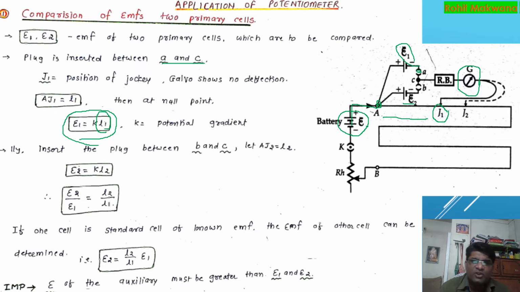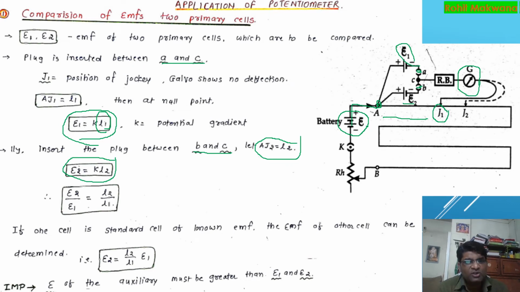Now what will we do? We will put the key or plug in this CB. So when you put it between B and C and get the balancing length, call it length 2. AJ2 is the balancing length for the second cell epsilon 2. Then again, from the principle of potentiometer, you can write down that E2 is equal to KL2, right? E2 is equal to KL2. Now you have got two equations.